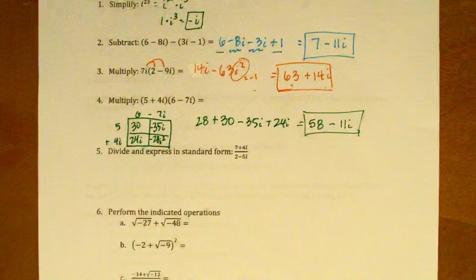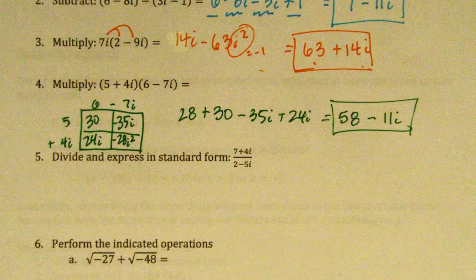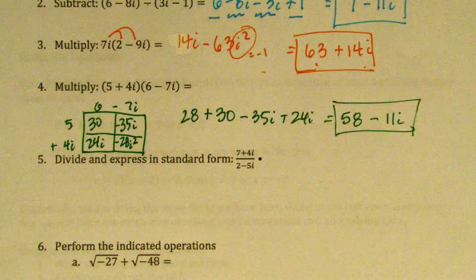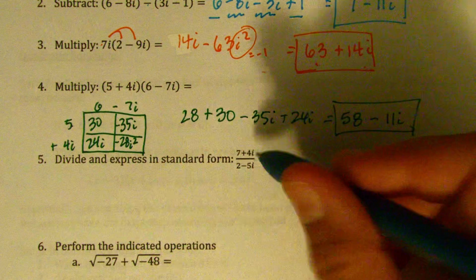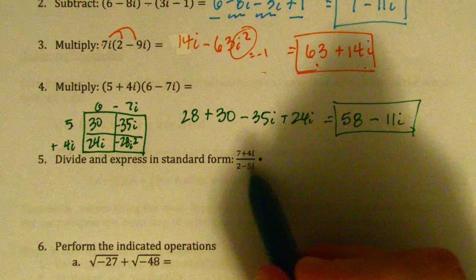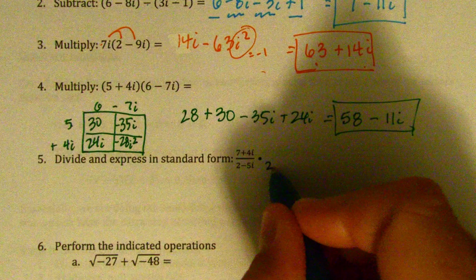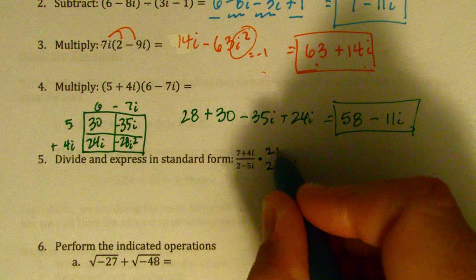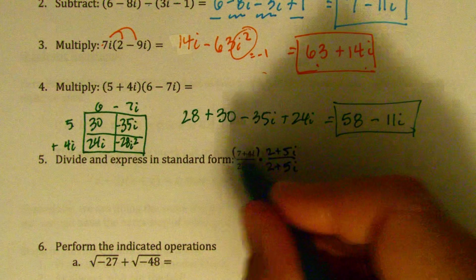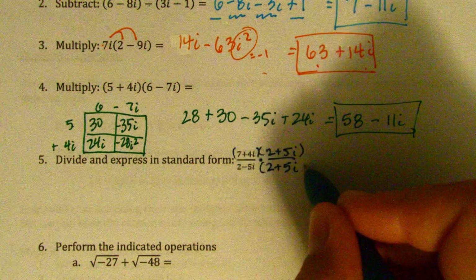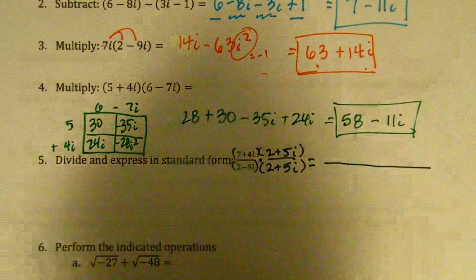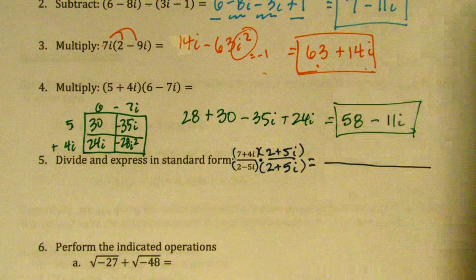And the next one, we want to divide and express in standard form. And the way we divide complex numbers is similar to rationalizing denominators. So we're going to be multiplying by the complex conjugate of the denominator. So if I have 2 minus 5i, the conjugate of that would be 2 plus 5i. And we'll multiply by that on top and bottom. That means I'm going to need to use either FOIL or the box on top and on bottom. And if you've done this before, you know there's a shortcut for the bottom, but I'll talk about that after.